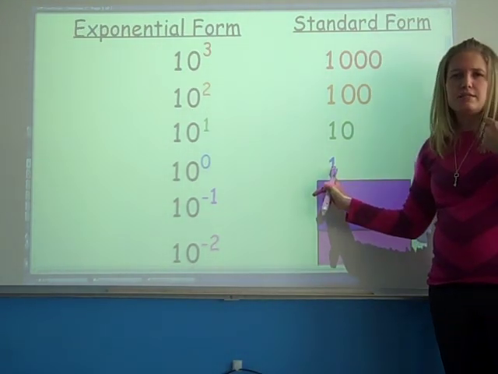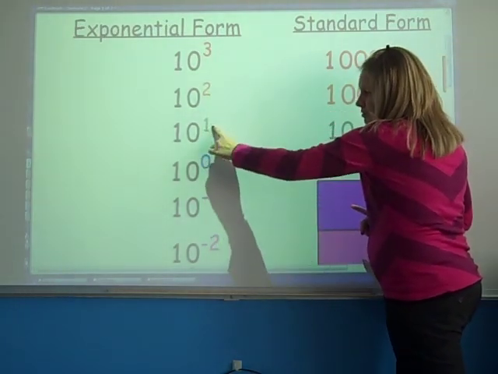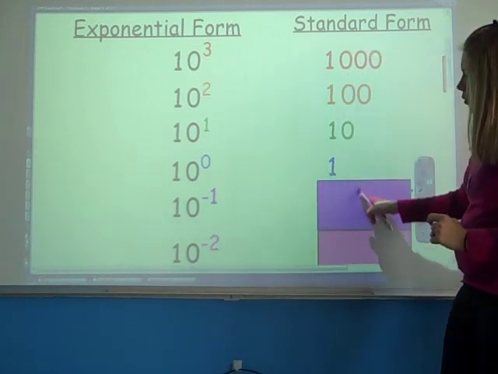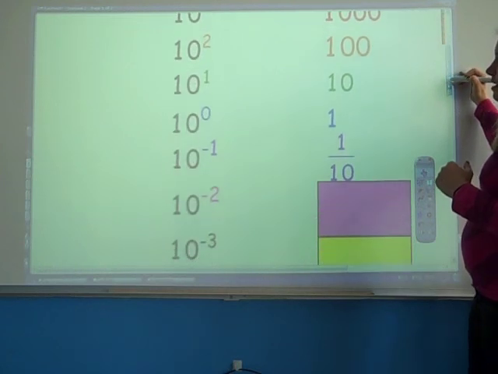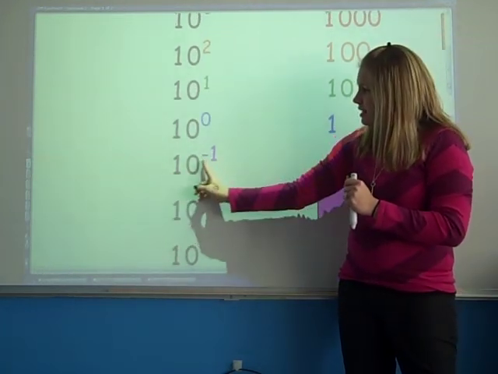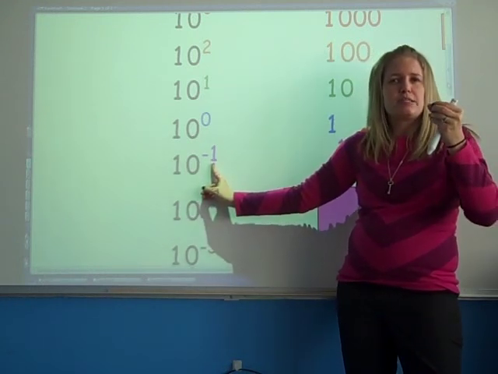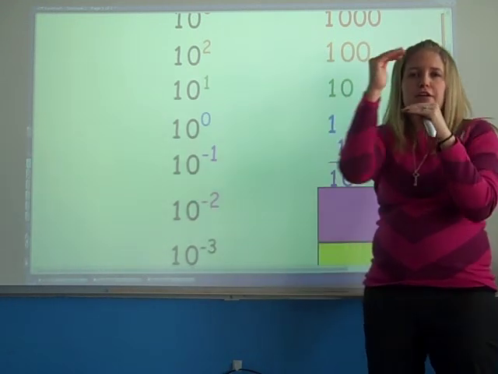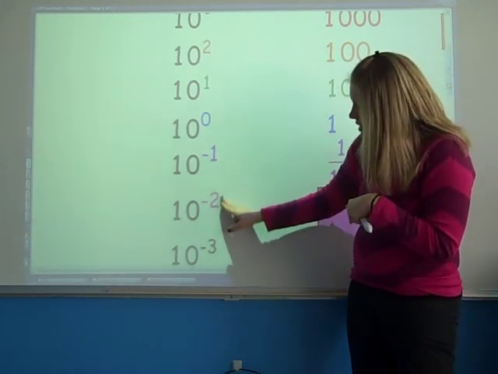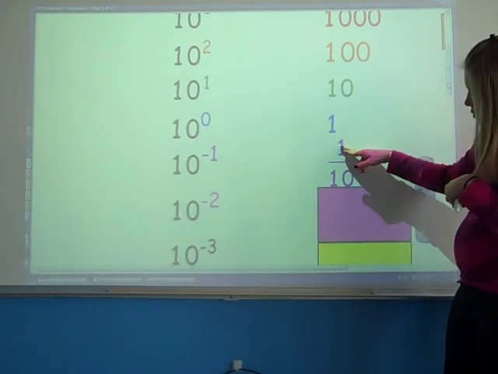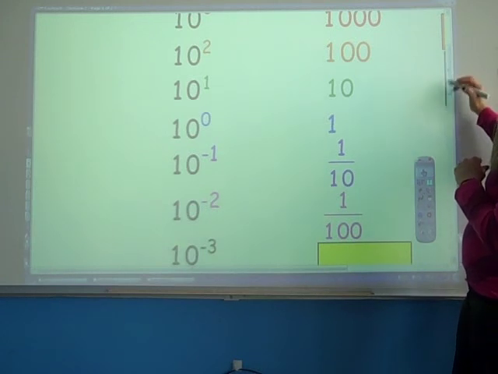If I do 1 divided by 10 to get my next exponent, as these are going down, I would get 1/10. Now this is a common error for kids. They see a negative exponent and they think a negative exponent means a negative number. It does not. It just means that the number is becoming a fraction, very small, in between 0 and 1. So now 10 to the negative second means 1/10 divided by 10, which is 1/100.